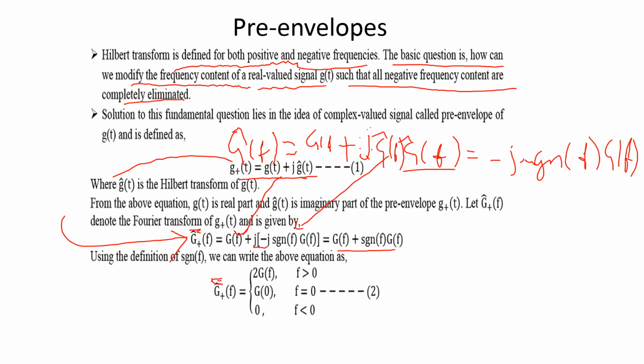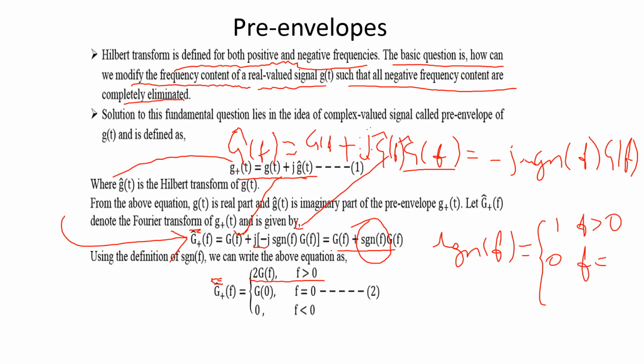So what is G plus of f? G plus of f is equal to 2G of f in the case of f greater than 0. Now substituting the signum value of 1. Let me write aside here: what is the signum of f? Signum of f is equal to 1 for f greater than 0, 0 for f equal to 0, and minus 1 for f less than 0. This is the signum function.